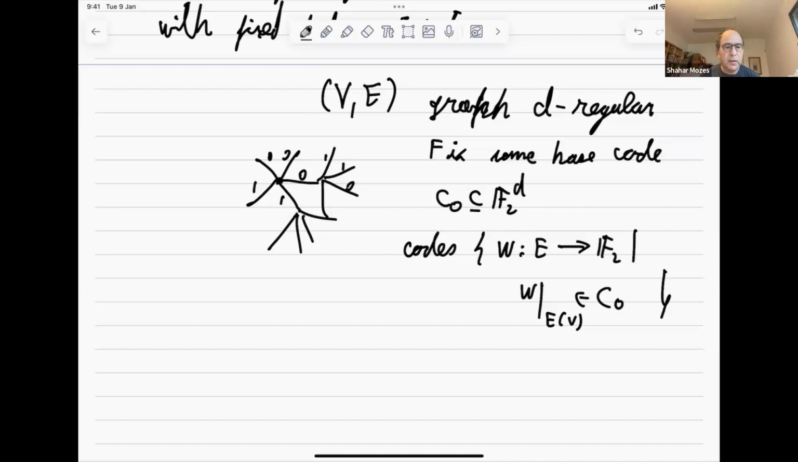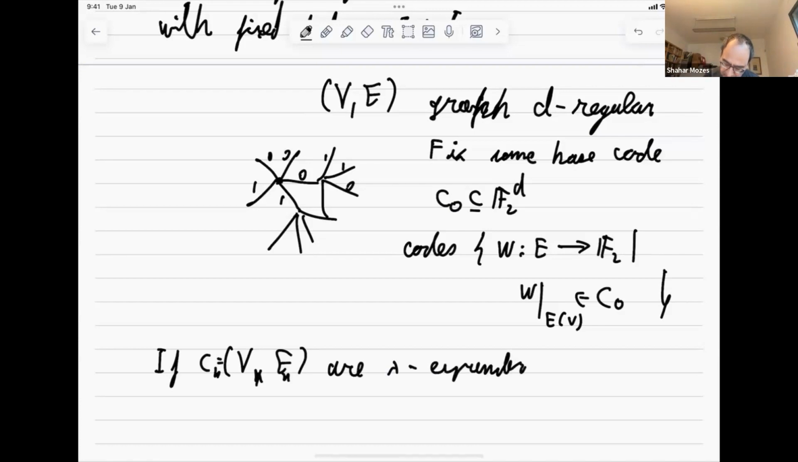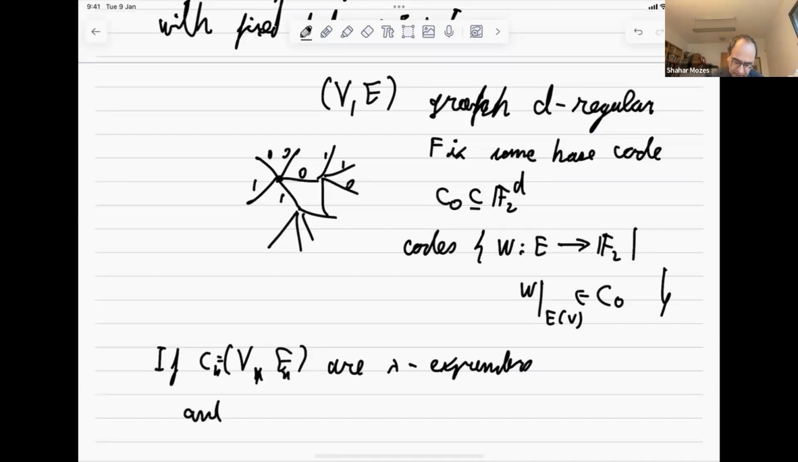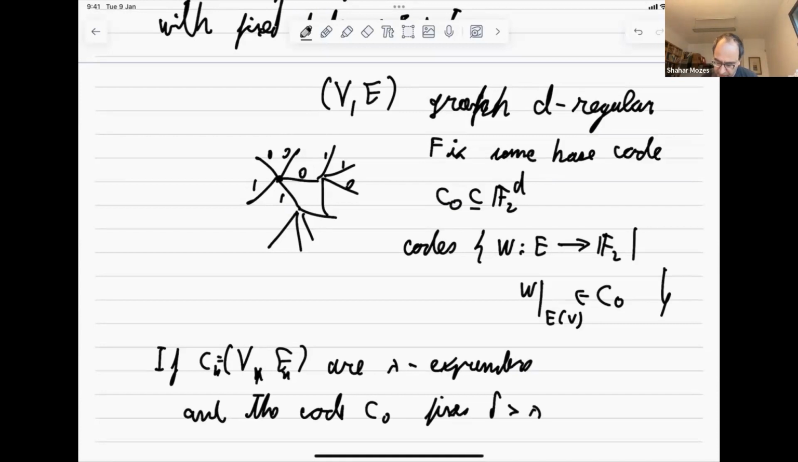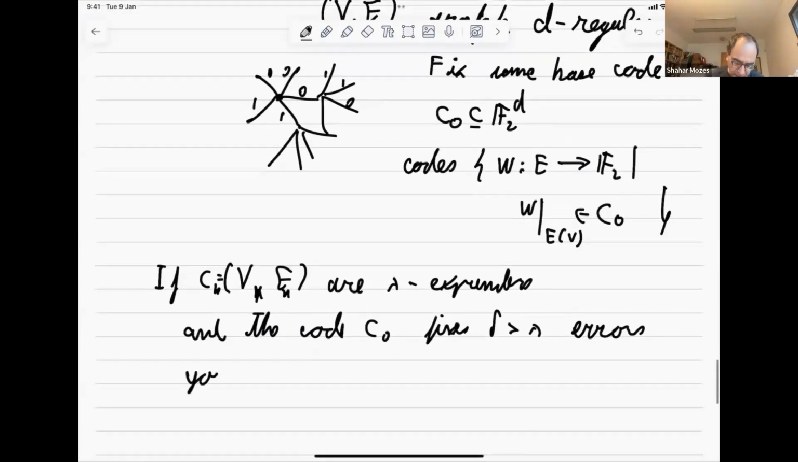And what Spielman showed is that if your collection of graphs are lambda expanders, and the code C0 has relative distance delta, which is bigger than lambda, then you get good codes. You get good error correcting codes.